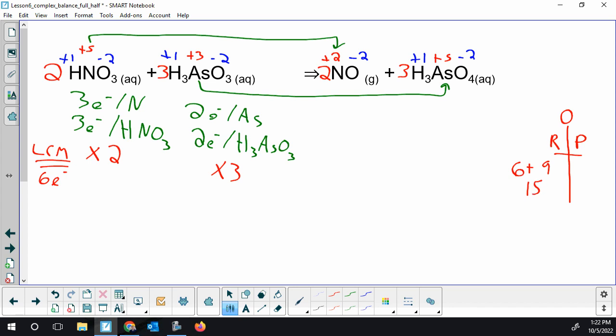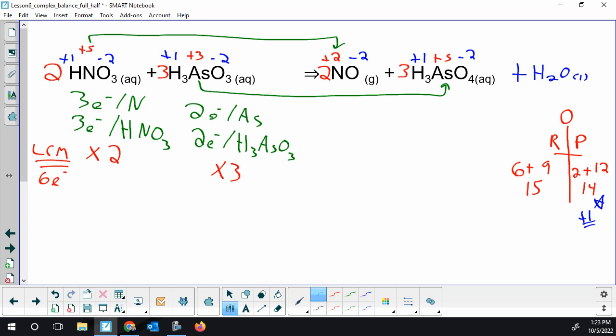I've got oxygen all over the place on the product side. 2 times 1 in the first product, and 3 times 4 in the second. That's 12. So in total, that's 14. So I'm short 1 on this side. That's my low side. I need 1 more. I want +1. So I'm going to put 1 water. And we don't write stoichiometric coefficients of 1.